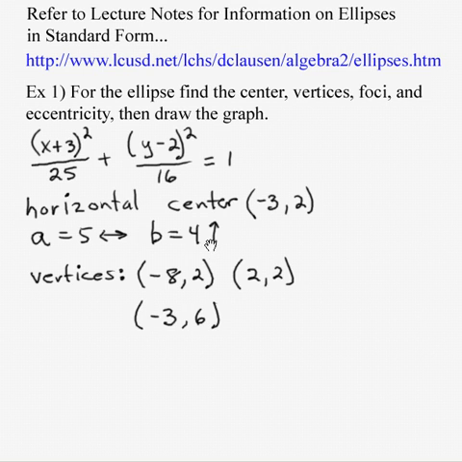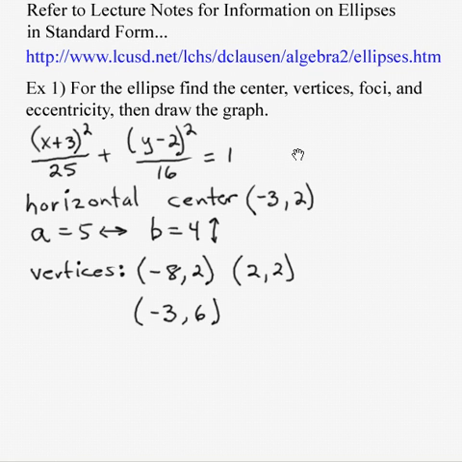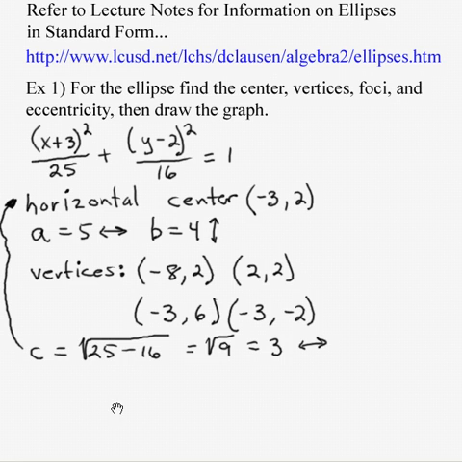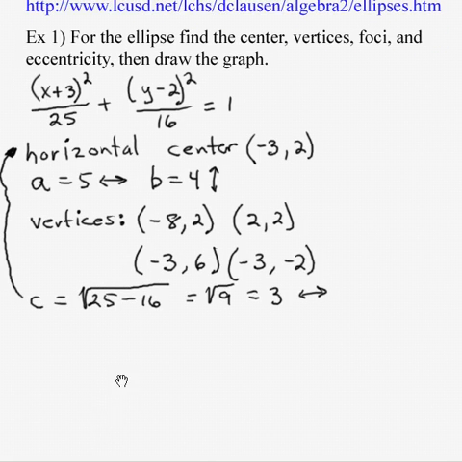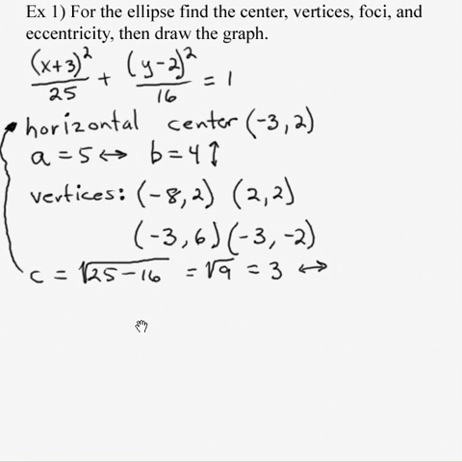And there are 4 vertices total for an ellipse. We're going to find the other two by going up and down 4 from the center. So up 4 from the center is 2 plus 4, or 6 for the y value, while the x value doesn't change. And then down 4 is 2 minus the 4, which gives us -2. Those are the vertices.